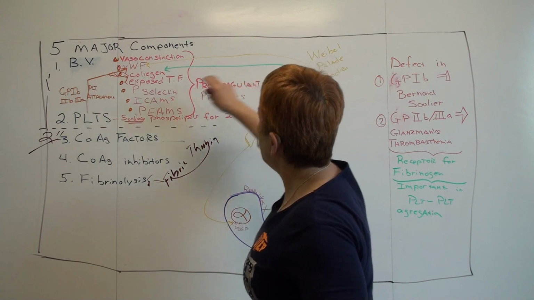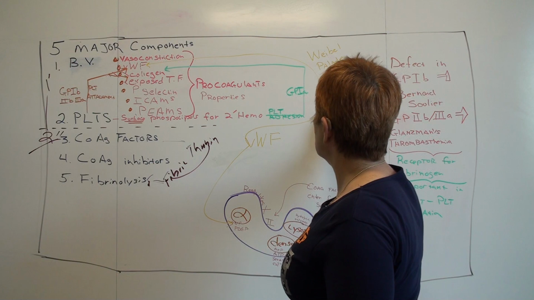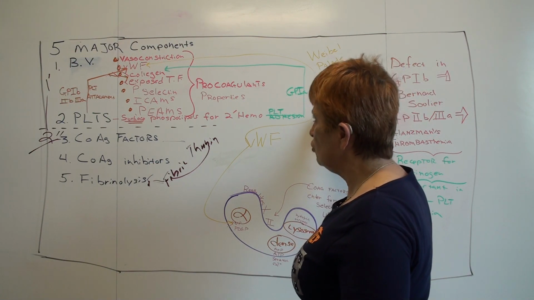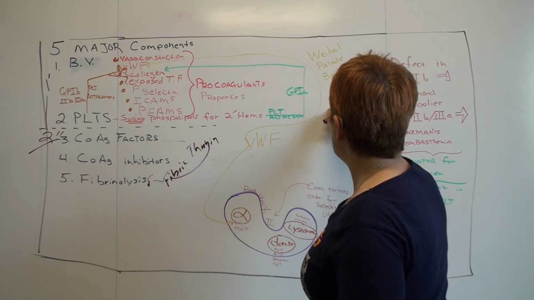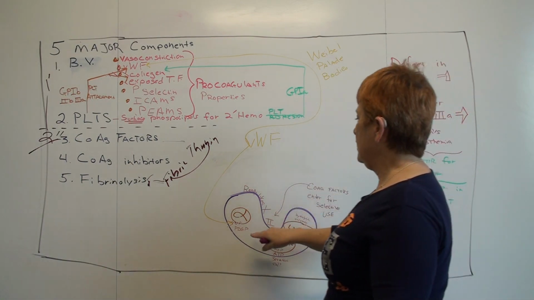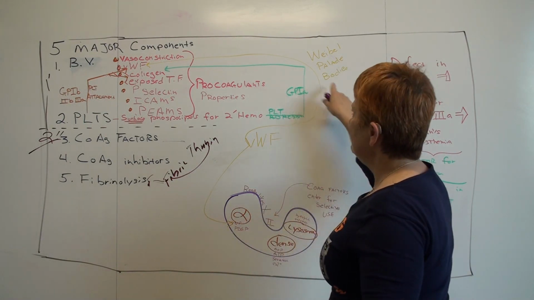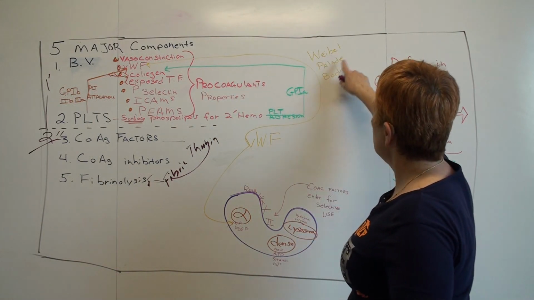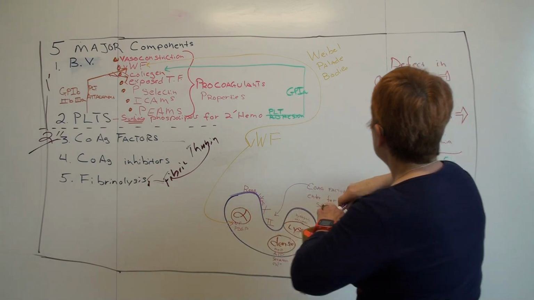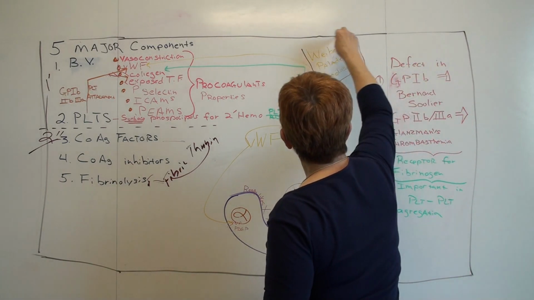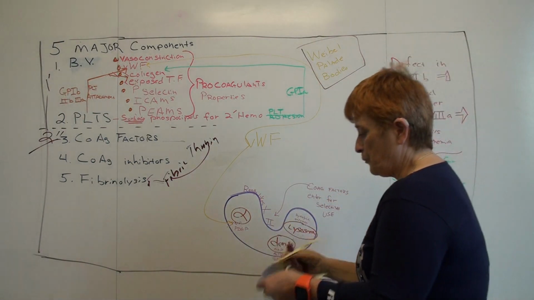All right, the other thing you need to know is about this von Willebrand's factor. How is it stored? It's going to be stored in the endothelial cells and also in your alpha granules, specifically, with the endothelial cells, in Weibel-Palade bodies. So you need to remember this term, Weibel-Palade bodies. That's how the von Willebrand's factor likes to be stored.